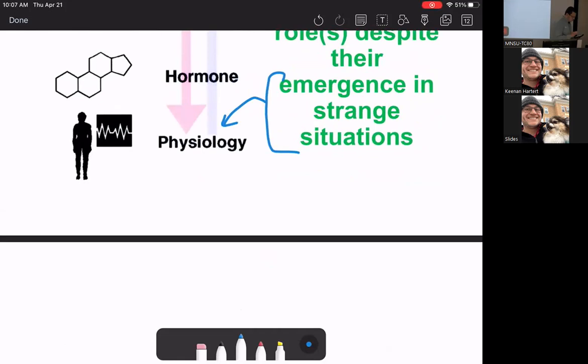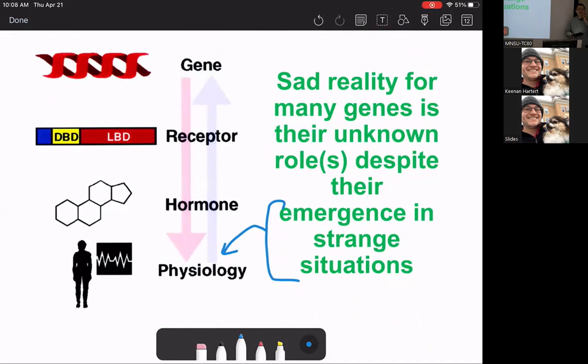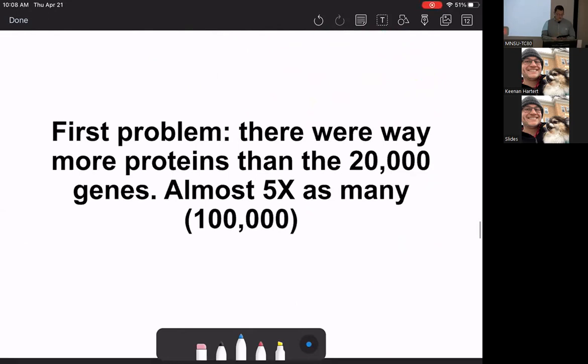Another thing that the genome sequencing revealed was that, like I've kind of said throughout my time up here, the code itself was less valuable than we thought. We also found that we have a lot more proteins running around than we did genes. How is that possible? We've seen this, right? Those of you in the review, we kind of went over this last night.